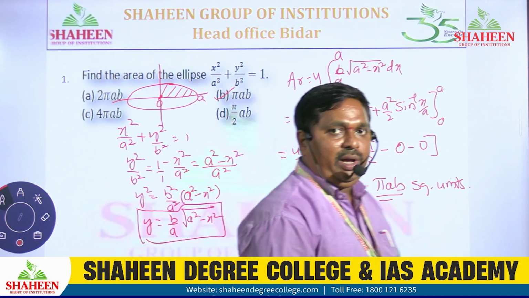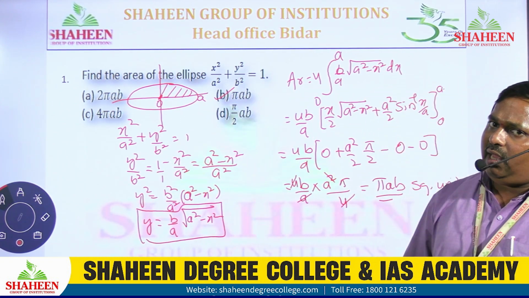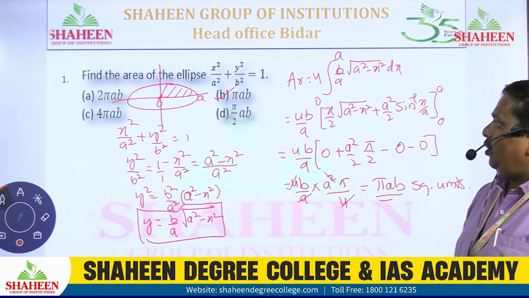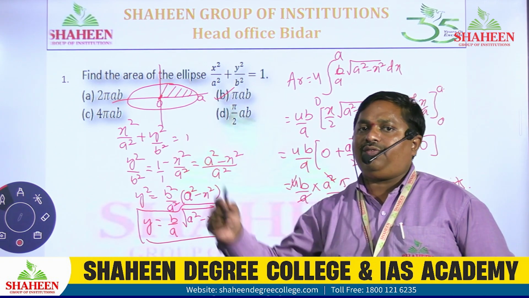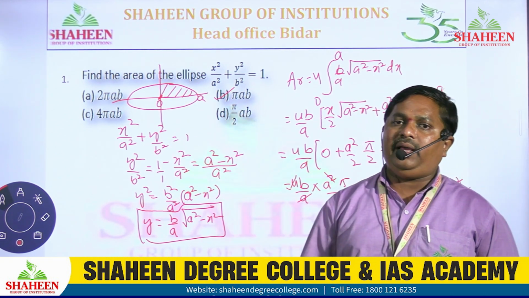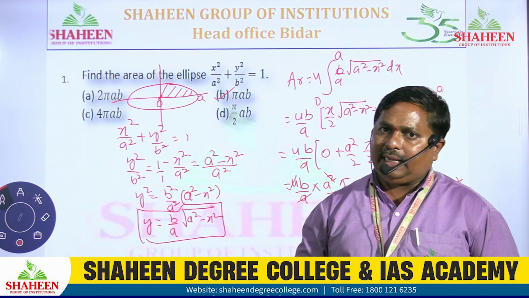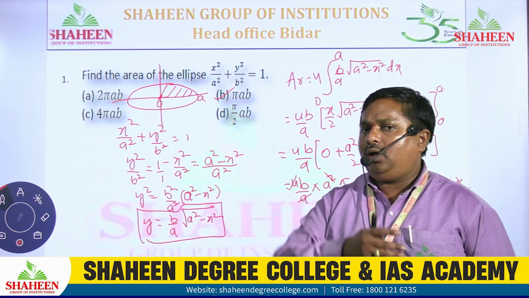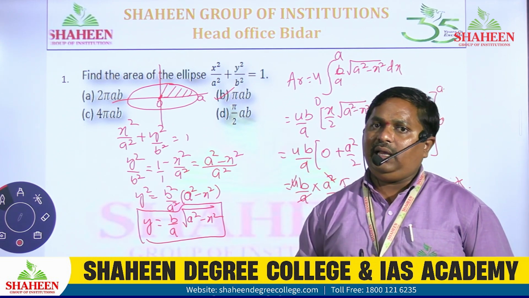So this is the way that we are finding the area of the ellipse. Here we have 4 portions in 4 different quadrants. We are finding only one quadrant area, and multiplying by 4 we get the complete area of the ellipse.